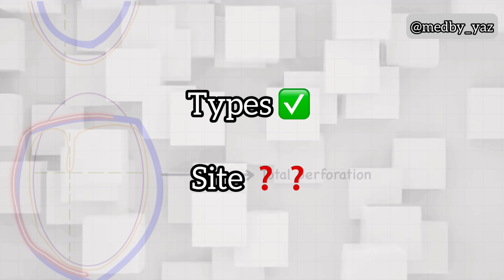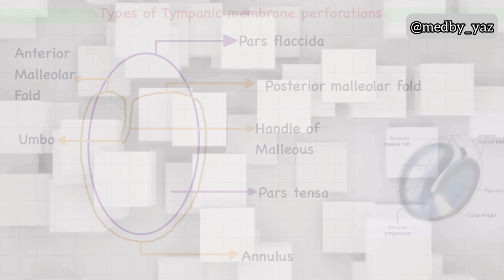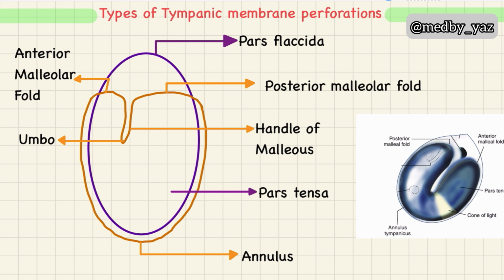Now that we know about the types, we have to define the site. If we can see the cone of light, which is always located in the antero-inferior quadrant, you can go by that. Or if the cone of light is not visible, then look for the anterior malleolar fold, which is short, and below that we have the anterior quadrants, and below posterior malleolar fold we have the posterior quadrants.